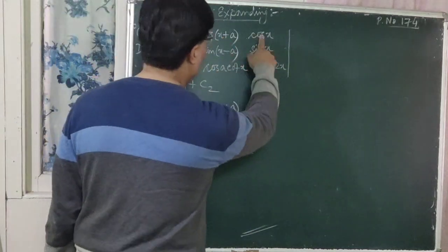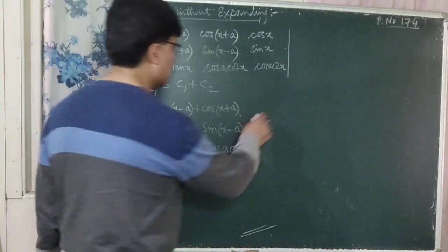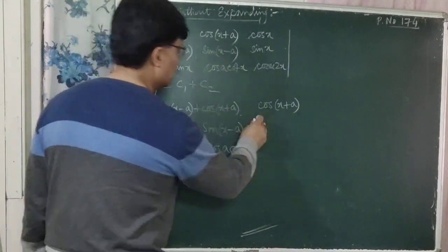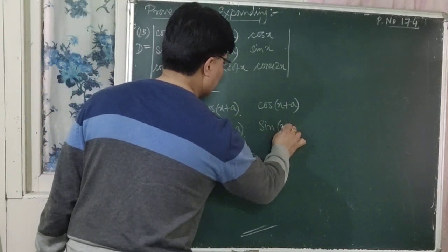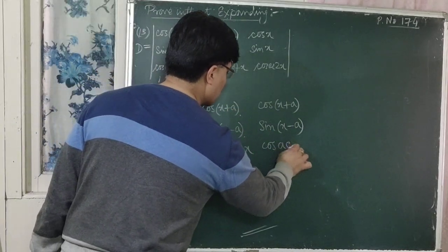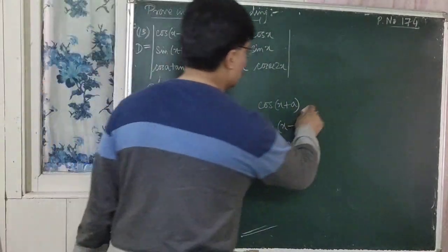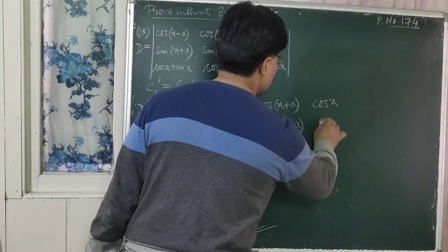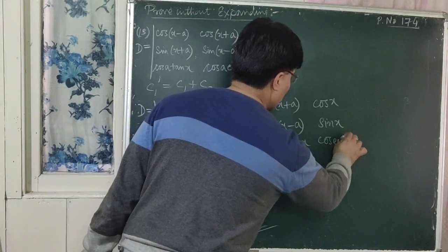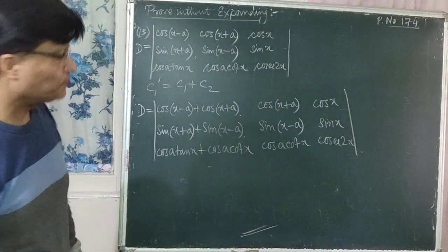And now second column or third column, same. They remain same, isn't it? This is cos of x plus a. Then this is sin of x minus a. Then this is cos a cot x. Then what is the last column? Cos x, sin x and cosec 2x. Is it clear to all of you?